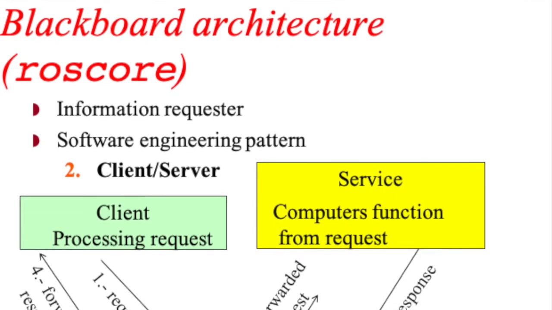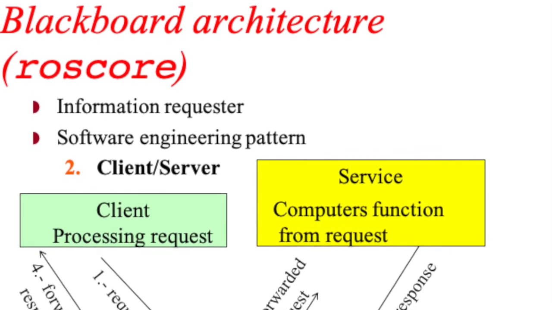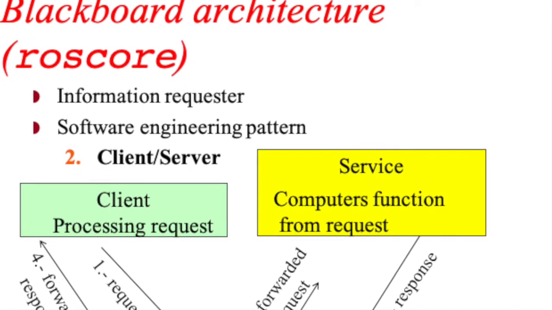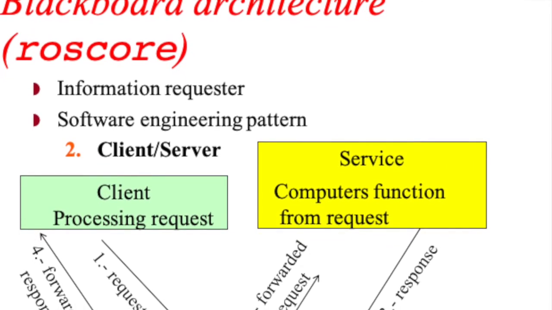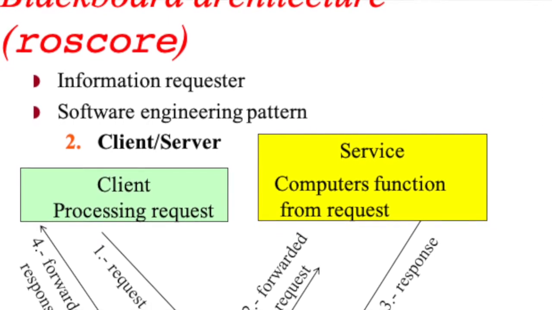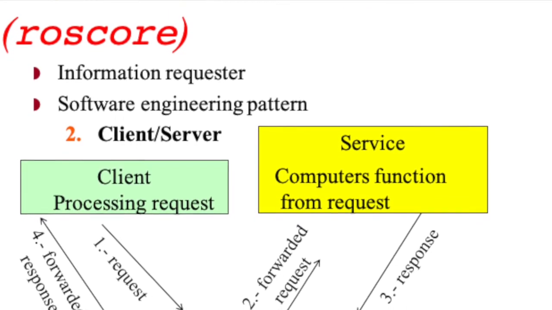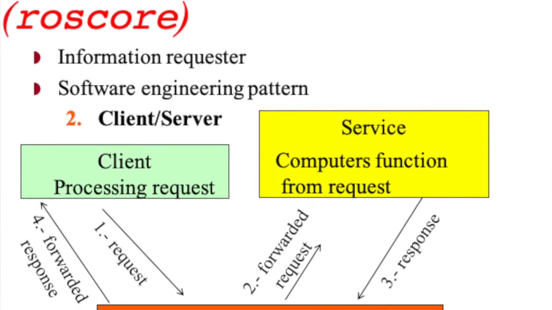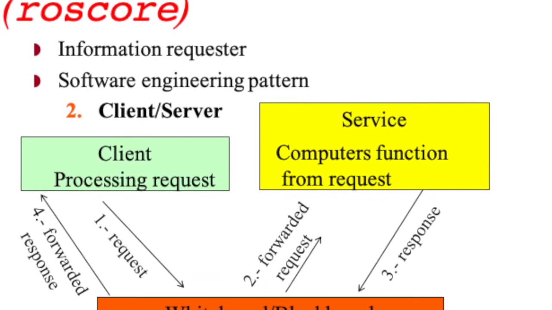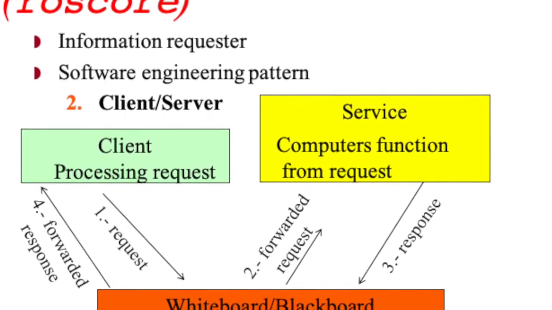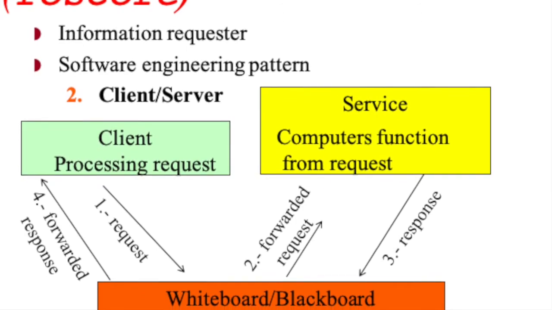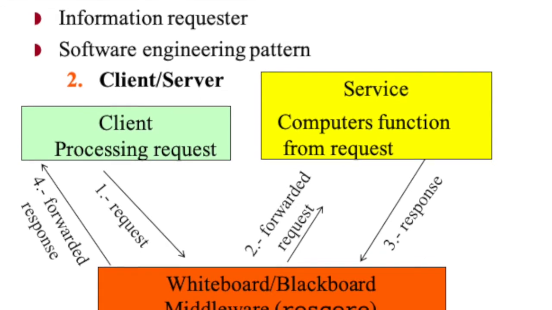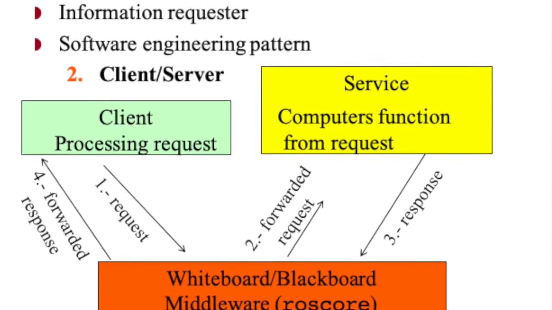ROS also offers another mechanism of interaction, which is another pattern called client-server. In this case, there are 4 steps. First, the client issues a request. The request goes through the middleware and is forwarded to the server. The server runs some function and produces a response. That response is returned to the middleware, and the middleware forwards the response to the original requester.